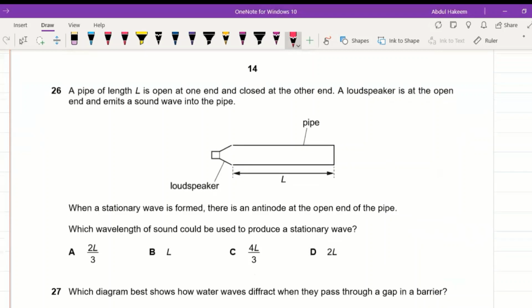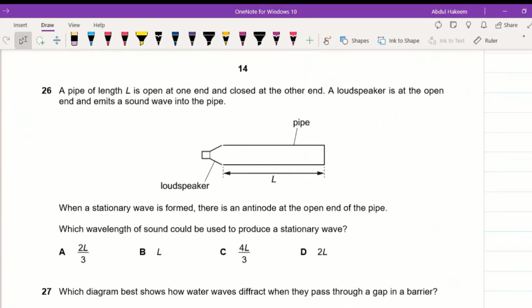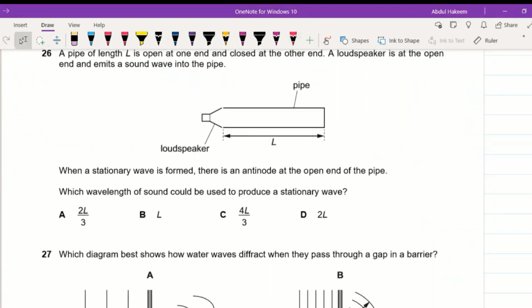And the next is 26. A pipe of length L is open at one end and closed at the other end. The loudspeaker is at the open end and emits sound waves. When a stationary wave is formed, there is an antinode at the open end of the pipe. Which wavelength of the sound wave can be used to produce a stationary wave?